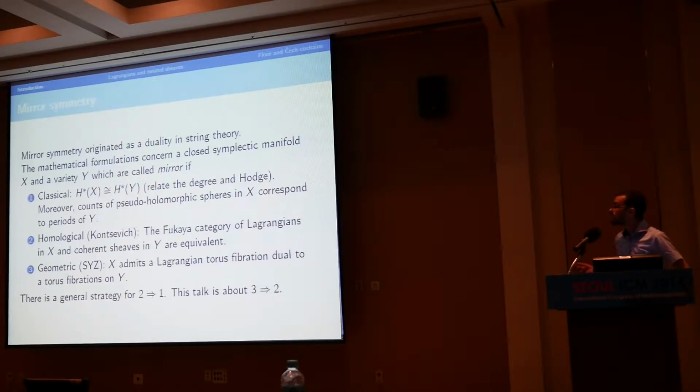So, as I said, this is a beautiful conceptual picture, but it still doesn't explain why we have this phenomenon. And the first, and so far really the only, geometric explanation we have for this is due to Strominger, Yau and Zaslow. This came a few years after Kontsevich's announcement.